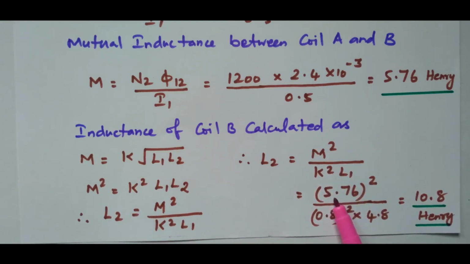Now we substitute the values: L2 equals M square by K square into L1. M is the mutual inductance, 5.76, divided by the coefficient of coupling 0.8 squared, into L1, which is 4.8 Henry. By simplifying this, we got 10.8 Henry. The L2, the self-inductance of the second coil, is 10.8 Henry. So now we calculated the L1 value, then the mutual inductance, then the L2 value. All three values are calculated. So in this video we discussed the derivation of self-inductance, mutual inductance, coefficient of coupling, followed by one problem based on this. Thank you.